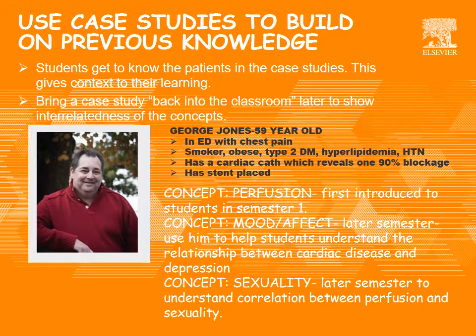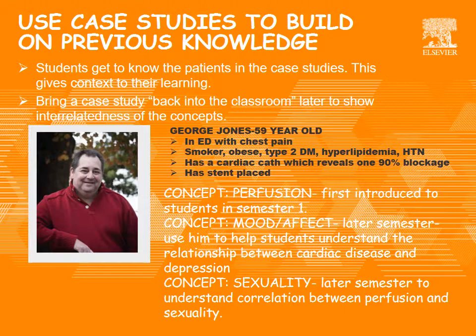So here's an example. This is the patient, George Jones. He is actually the case study in Dr. Giddens' book, Concepts for Nursing Practice, for the chapter on perfusion. George Jones comes into the emergency department with chest pain. His history reveals he's a smoker, he's obese, he has type 2 diabetes, he also has hyperlipidemia and hypertension. And of course he undergoes a cardiac cath. He has one artery with 90% blockage, and he ends up with a stent.